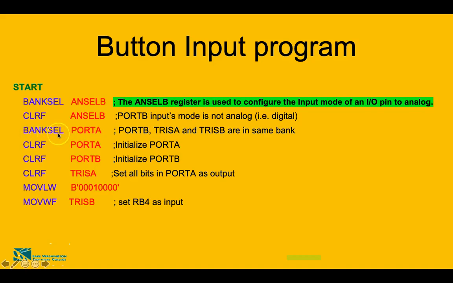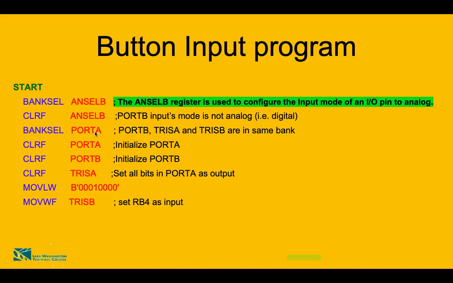And then you will select bank select PORTA. This step we have been doing in the past also. PORTB, TRISA and TRISB are in the same bank. We are using port A because you can use port B, but we are using port A here because we are using the LED which is already there in our development board. We are not using an external LED. You can use that, but if you do, then you have to use maybe another port, or you can even utilize this and add a new LED.